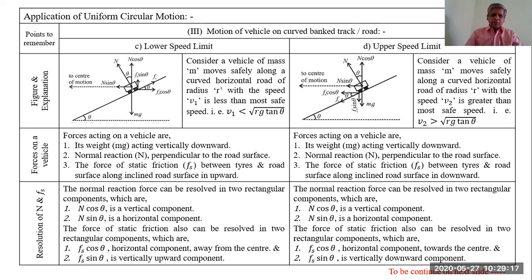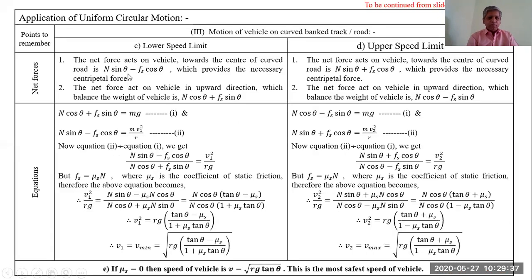Curved banked road कडे जर समजा motion मध्ये जर जायचं असेल तर centripetal force is necessary, and that centripetal force is always toward the center. Hence, N sin theta here is larger than Fs cos theta. Therefore, the centripetal force is provided by N sin theta minus Fs cos theta, which provides the necessary centripetal force. And now the net force acting on the vehicle in the upward direction.